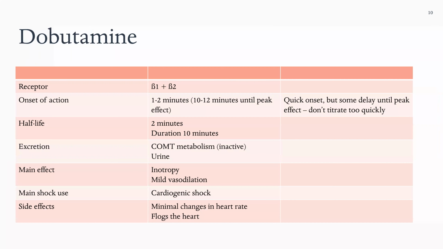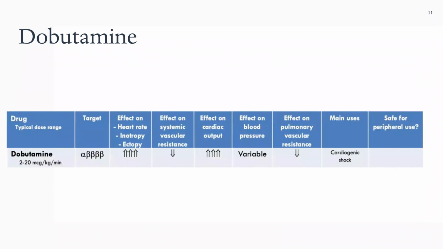Dobutamine. This is a pure beta agonist, with quick onset of action, but some delay until we see the peak effect. So we shouldn't titrate up too quickly when we start this. The main effect is inotropy with some mild vasodilation, and we will mostly use this in cardiogenic shock. The problem here again is it flogs the heart. As you can see, mostly beta, some alpha, increased effect on heart rate, inotropy, and ectopy, with a decrease in systemic vascular resistance. So while increasing the cardiac output, there's a variable effect on blood pressure. Starting dobutamine in a cardiogenic shock can actually drop the blood pressure.